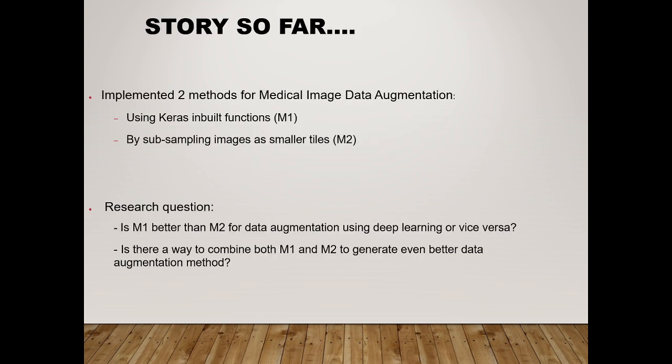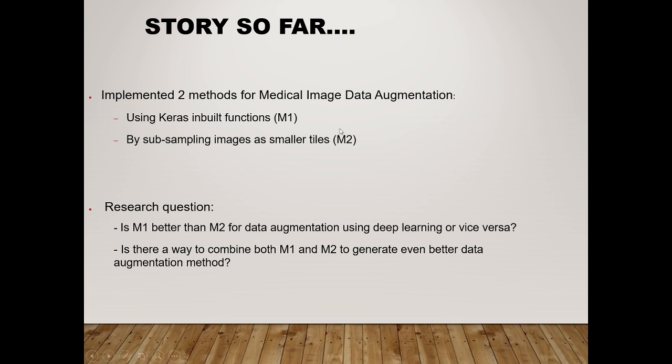So far we have implemented 2 methods for medical image data augmentation. The first one, or the method M1, actually uses standard Keras environment, and it has the data augmentation function that you pass parameters to. And what these data augmentation parameters will do is set limits to which you can zoom in, zoom out, shear, rotate the images, so you can generate several versions of zoomed in and zoomed out and different angles of the same image.